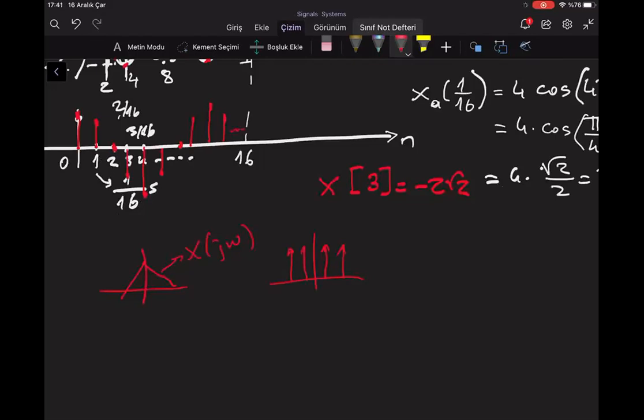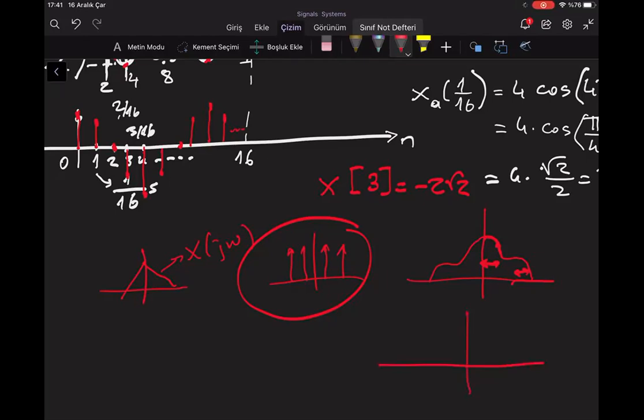Only sine or cosine. If I have only sine and cosine, I would have such a thing, right? I may have something like that. What does this mean? I have higher components in the low frequency range and lower components in the high frequency range. I may also have this. What does it mean? I have more weighting components in the higher frequency range.